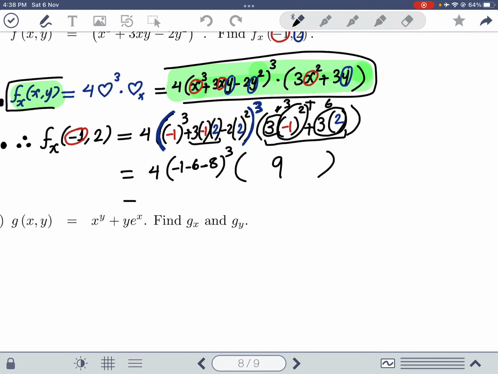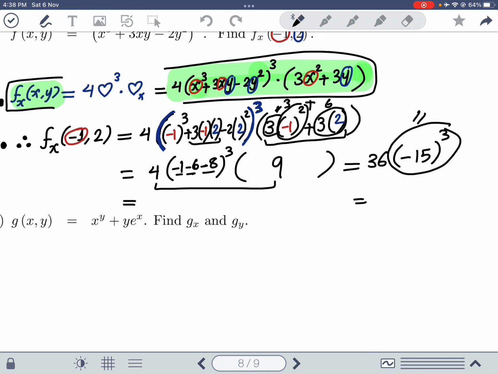Okay, so this will be 4 times 9 now. I can continue here. It's 36 times minus 1 minus 6 is negative 7, minus 8 is minus 15, to the power 3. So I can even write it like this. This minus 15 cubed is minus 1 cubed times 15 cubed.